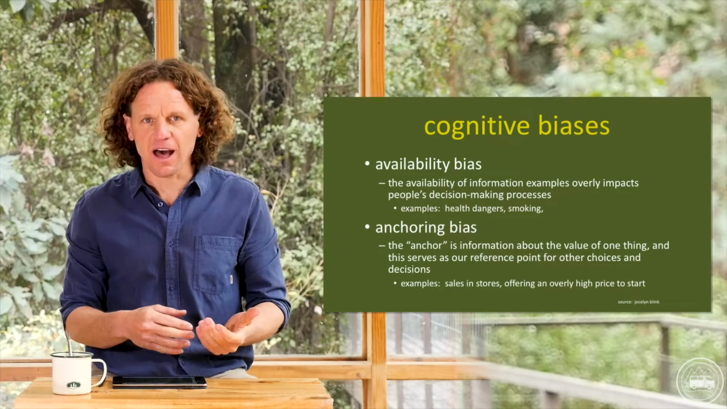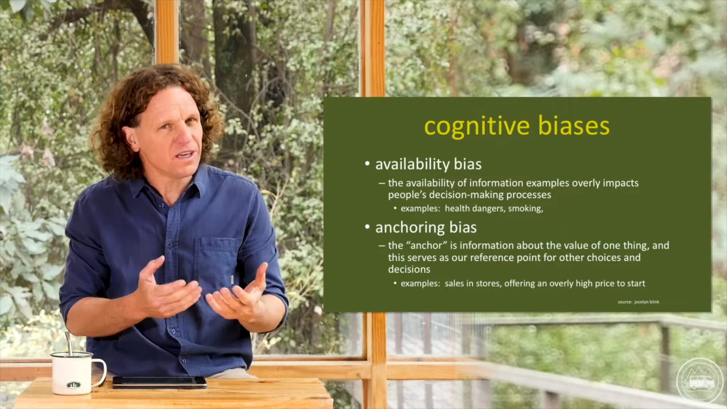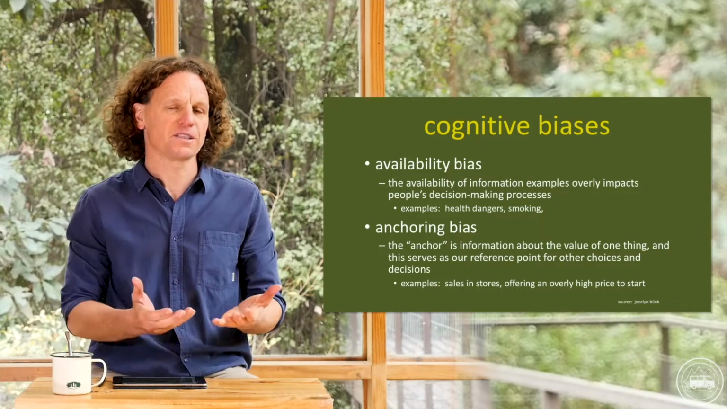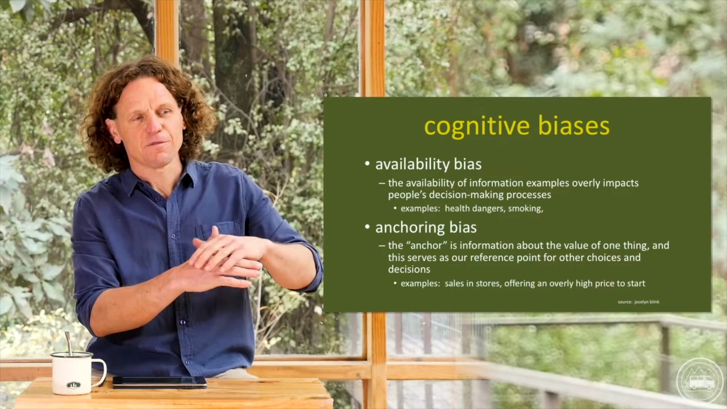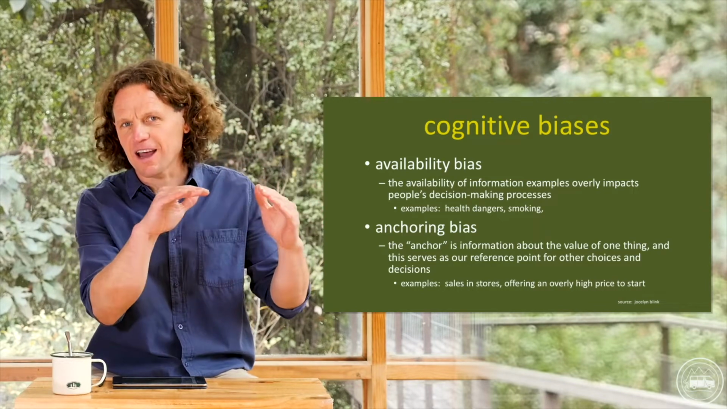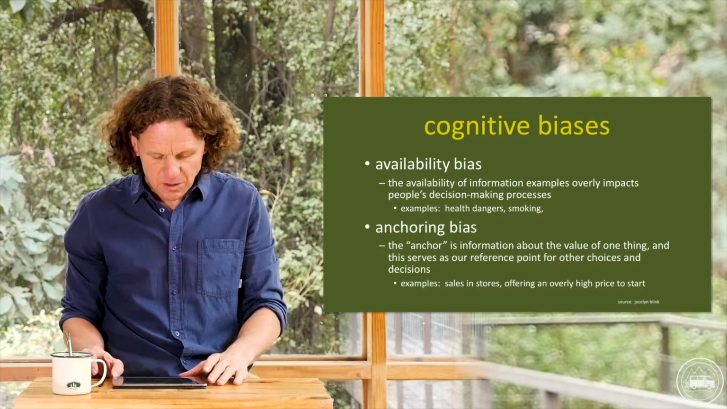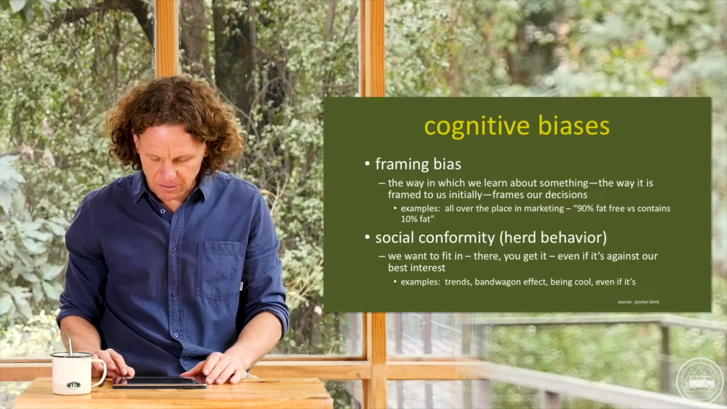Okay? And this happens a lot, and we all fall victim to it because we don't really know what the real price is of the products that we're buying, right? We just assume that the $20 is what it's worth, so we're willing to pay half price, but really they got their full price of $10. Okay, so availability bias and anchoring bias.